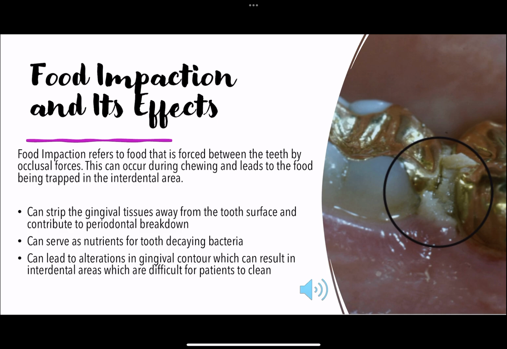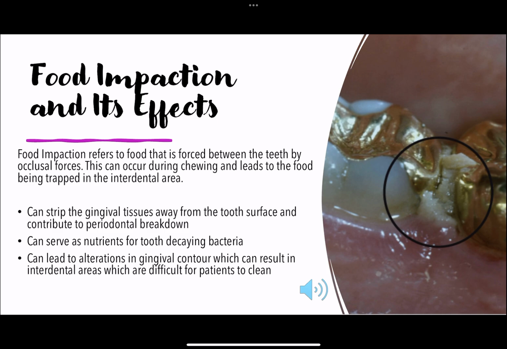The first local contributing factor that I'm going to cover is food impaction. Food impaction refers to food that's forced between the teeth by occlusal forces, or biting. This can occur during chewing, usually tough foods such as steak, and leads to the food being trapped between the teeth or in the interdental area.